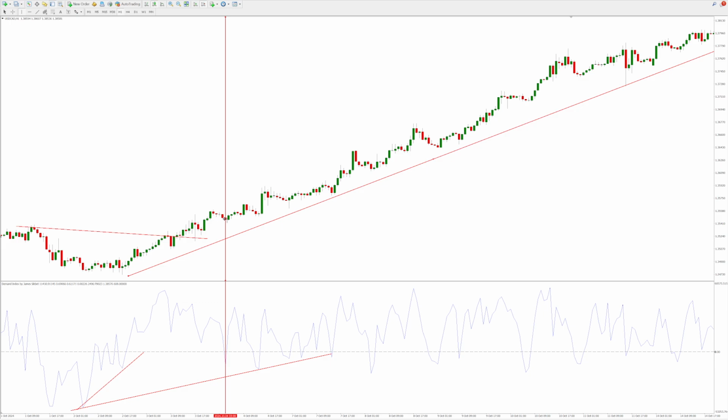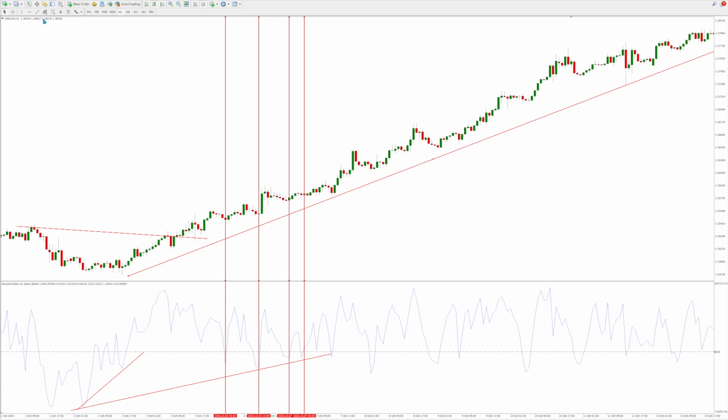So when we have a pullback, then we can start looking for an entry. And as you can see there, it's a possible entry. We wait for the cross back up to the upside. There we have a pullback below the 0 and a cross to the upside, which is an entry. I have another one here. This has a pullback below the 0 line and continues upwards.